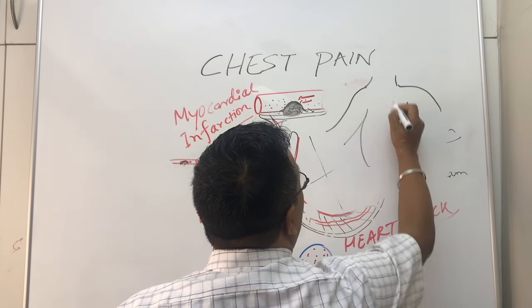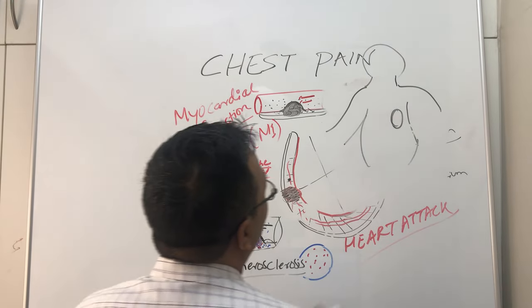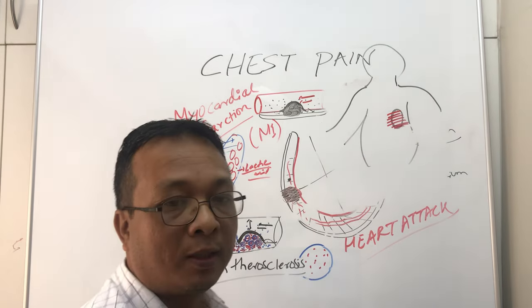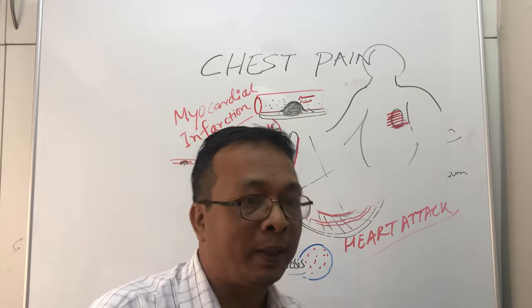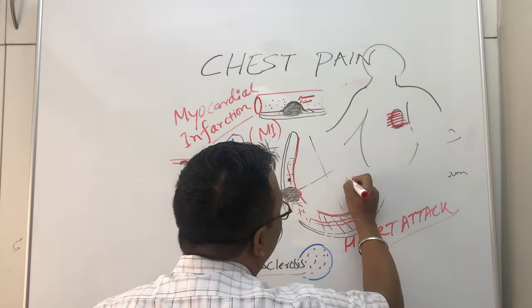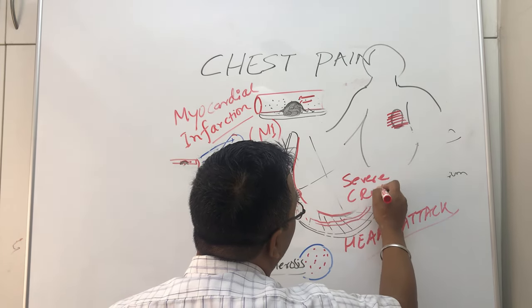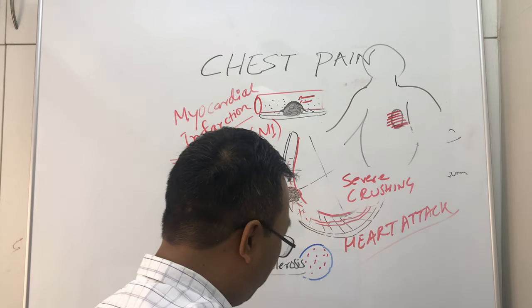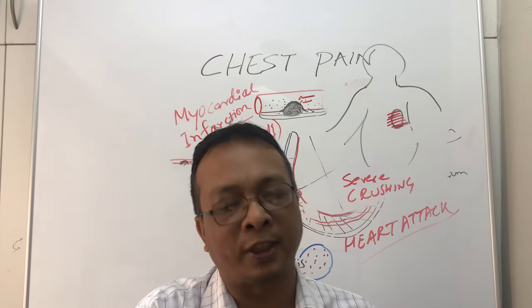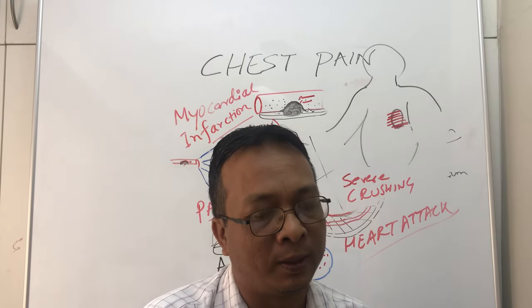So here there is the heart. The chest pain will be over the left side of the chest. There will be severe chest pain. What type of pain is that? That type of chest pain is called severe crushing. The patient will say that as if somebody has kept a 20 kilogram or heavy stone on his chest. It's a crushing type of pain, a heavy kind of pain, and it's so severe.